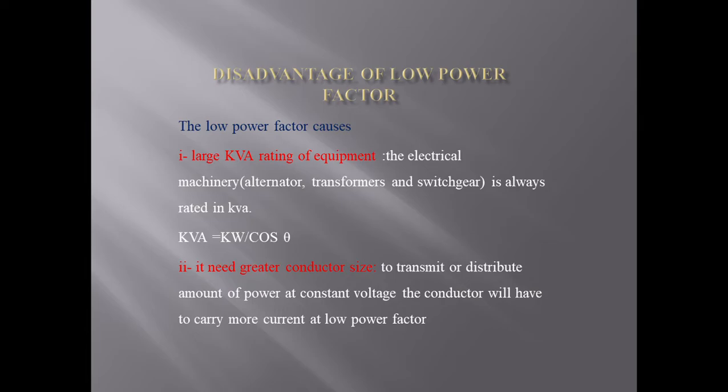Kilovolt ampere is inversely proportional to the power factor, because kilovolt ampere, or rated power, or apparent power, is equal to active power divided by the power factor. So if the power factor increases, the kilovolt ampere decreases. If the power factor decreases, the kilovolt ampere, which is apparent power, increases.